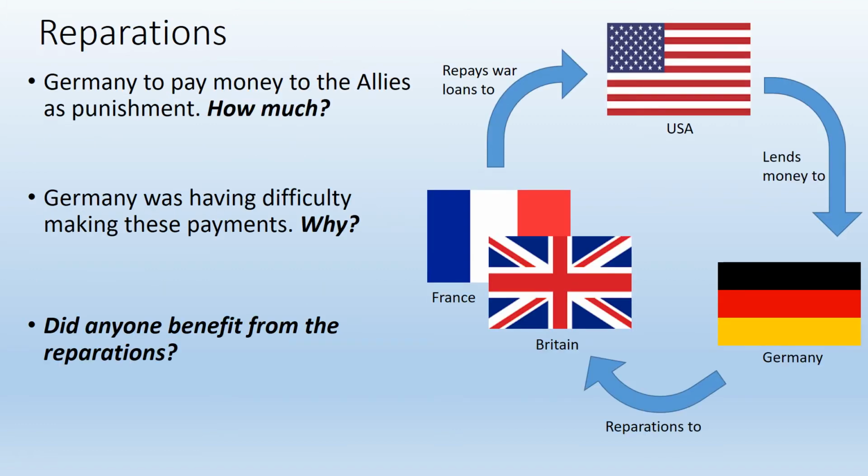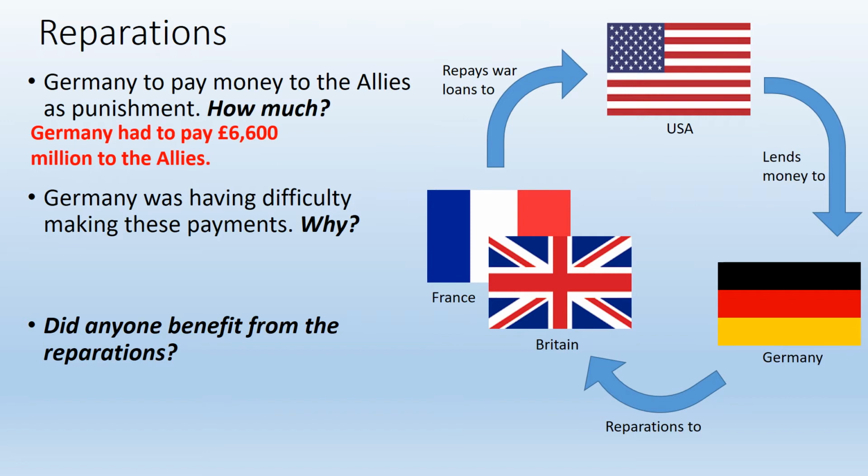So looking at the reparation payments, we have 3 questions to answer. Don't worry about writing these down. Just see if you can answer them in your head. Germany had to pay money back to the Allies as punishment. How much did they have to pay? And if you're saying 6,600 million, you're correct.